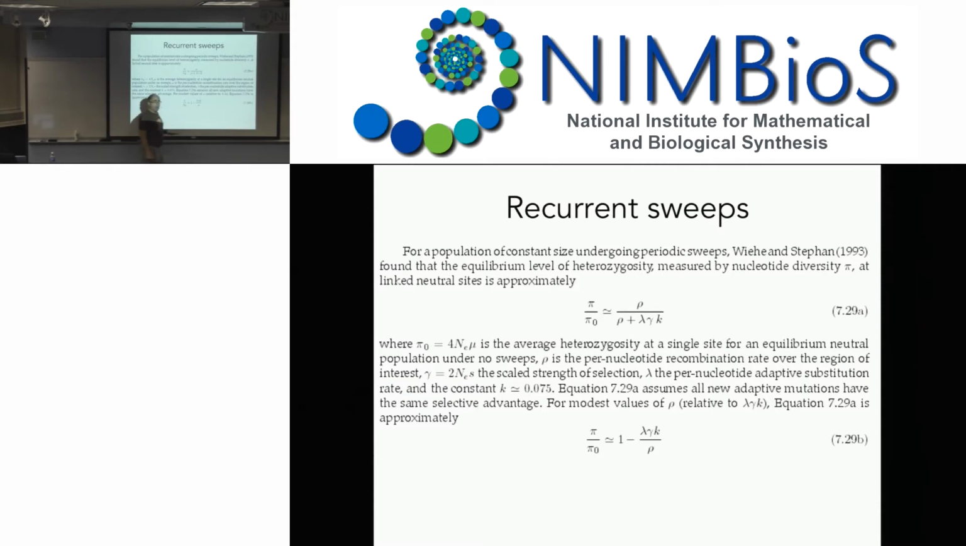And that's a pretty big deal, because if the reduction is from recurrent sweeps, it means adaptive evolution is occurring all the time. If it's mainly background selection, it means most of the selection is cleaning up the mess caused by mutations. Fundamentally different worldviews about what's going on, and both of them leave the same signature in the genome.